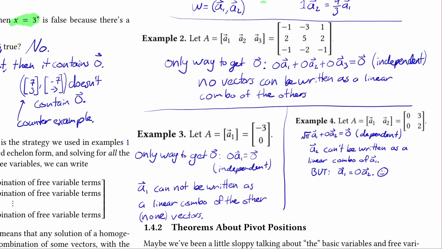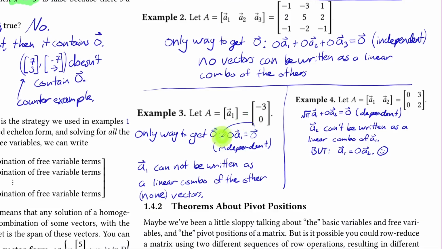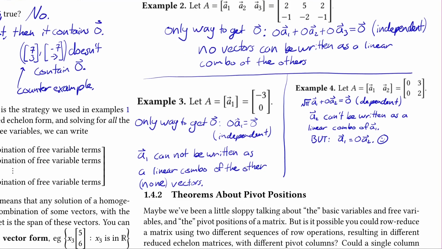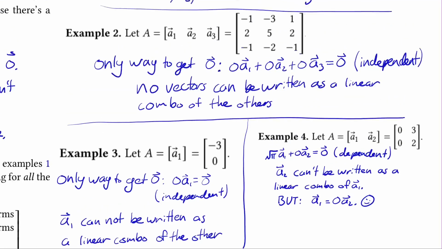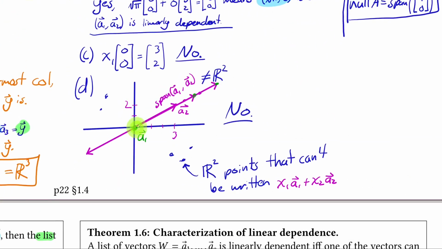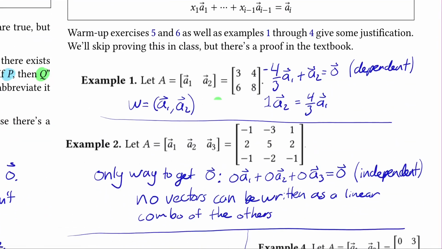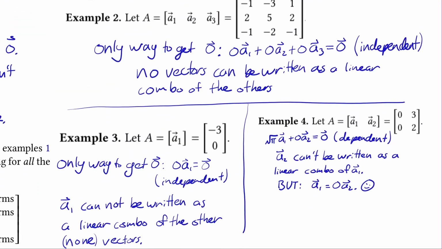Okay, example 3, this was a linearly independent set. a1 could not be written as a linear combination of the other none vectors. There are no other vectors. Okay, example 4 was one that's kind of a weird case because this is linearly dependent. For example, we got a non-trivial solution to the homogeneous equation, and we saw how the points lie sort of within the same line. a1 is not really separate from the span of a2, but a2 could not be written as a linear combination of a1.